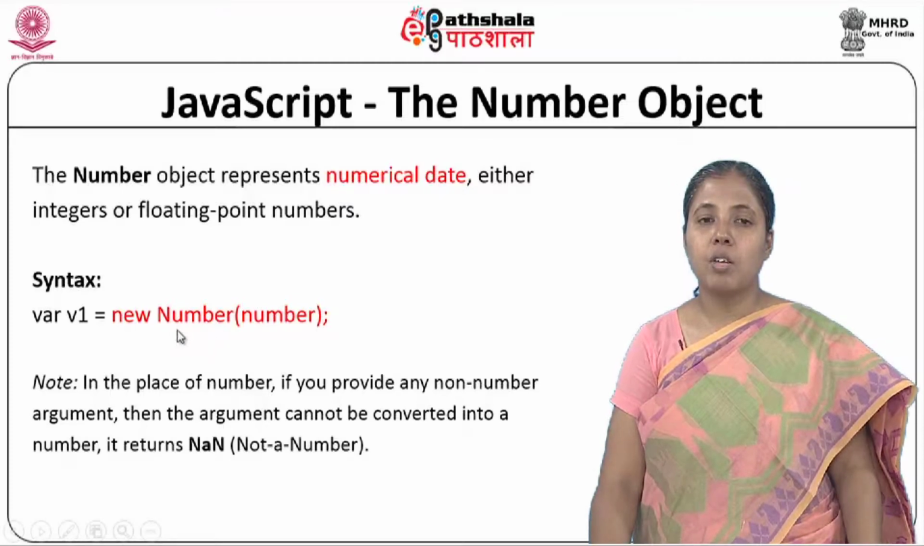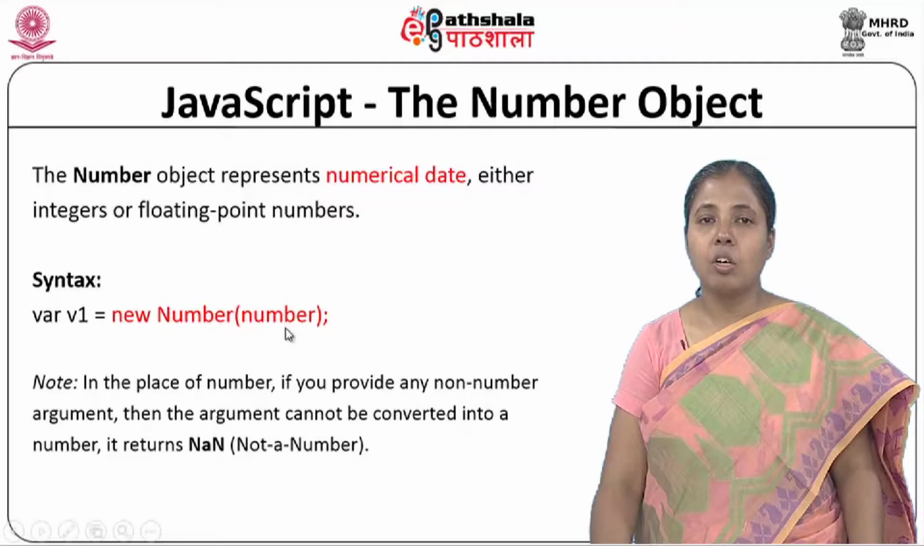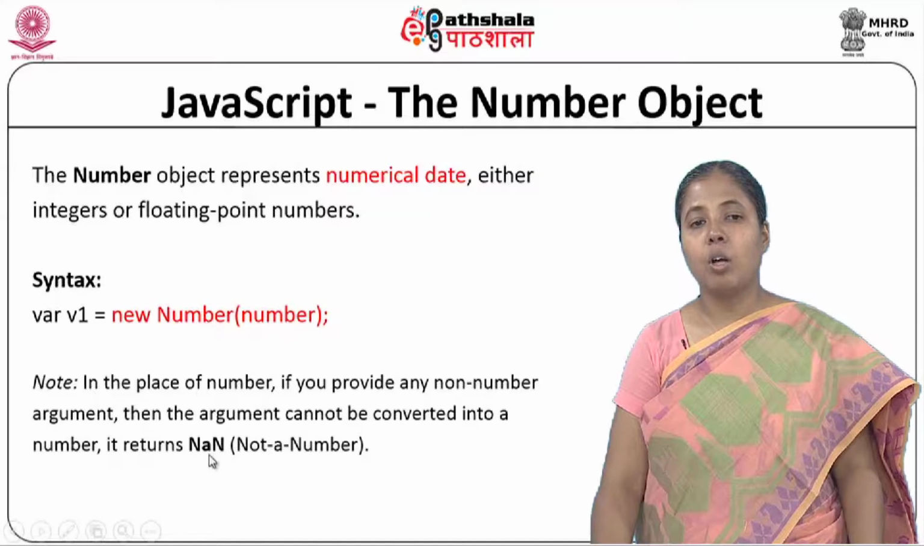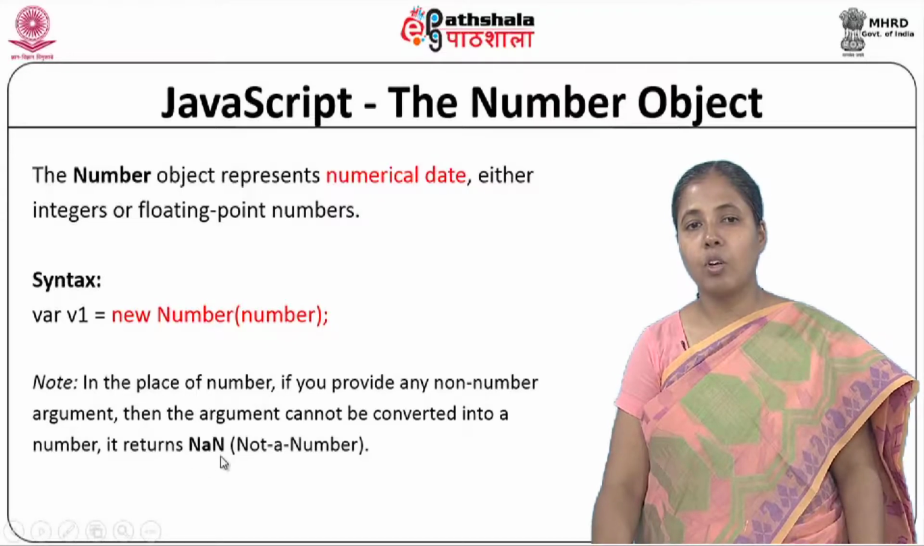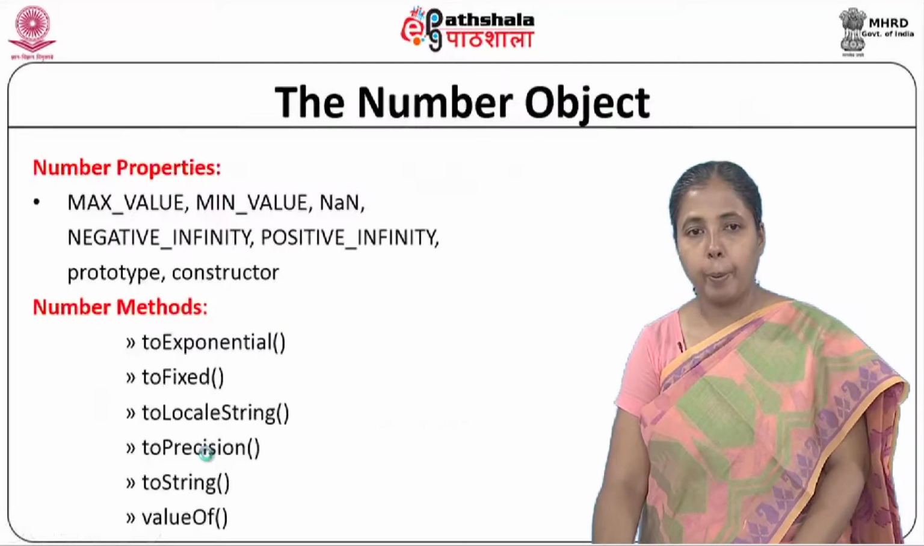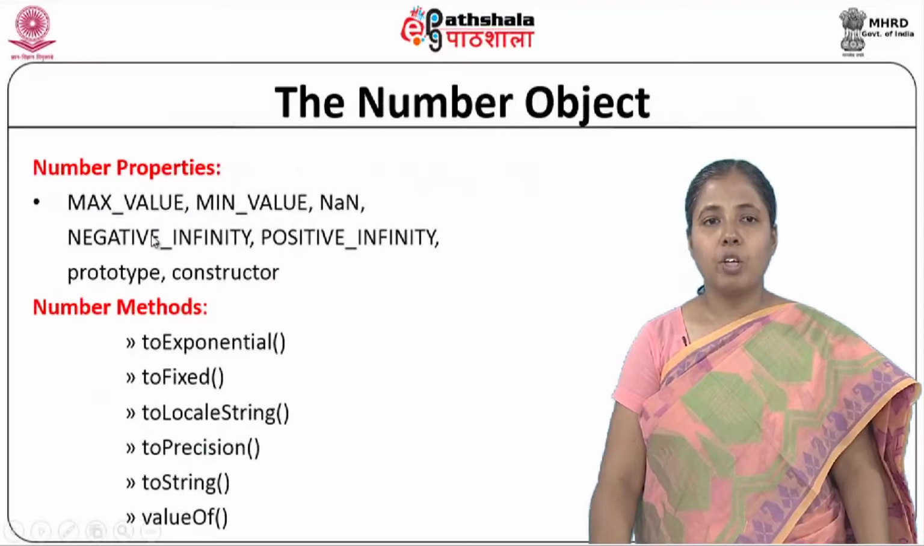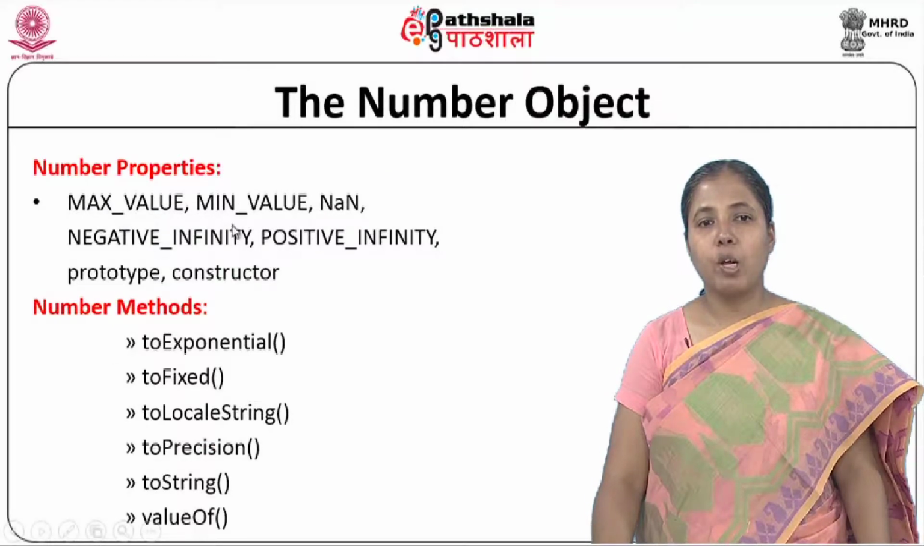Supposing you are using this number object and you are trying to create a number, and you are not giving an integer to the number constructor, then that would return a value like not a number. If you are giving a wrong argument, this would automatically return that it is not a number. These are some of the properties that are used with the number object: max value, min value, not a number, negative infinity, positive infinity, prototype and constructor. And these are the methods that are supported in the number object.